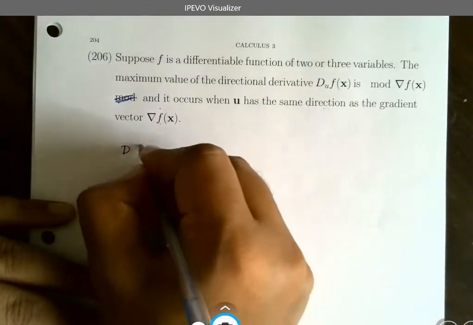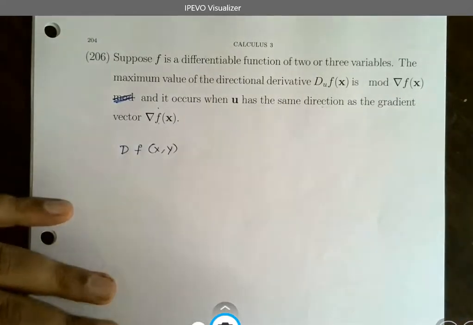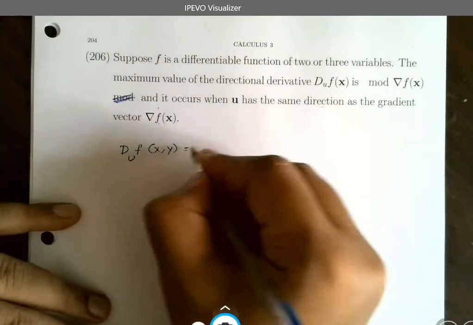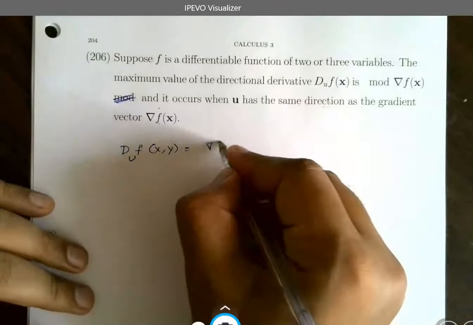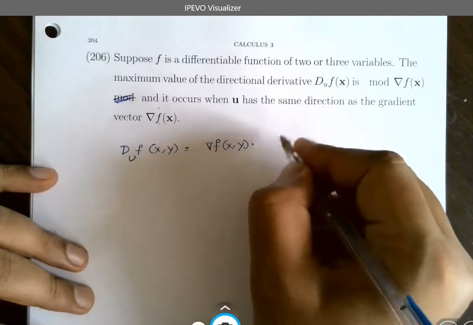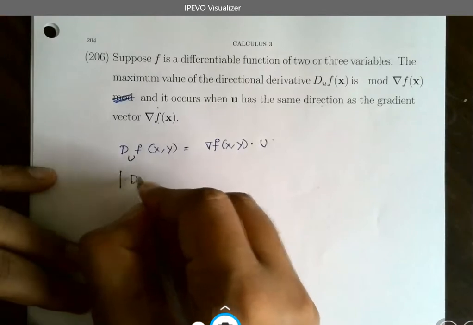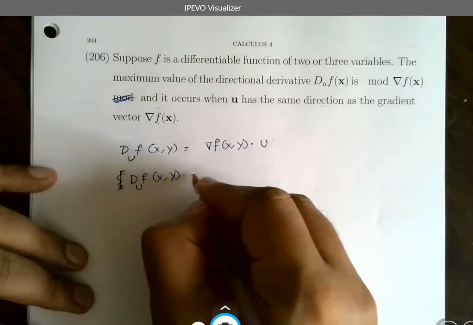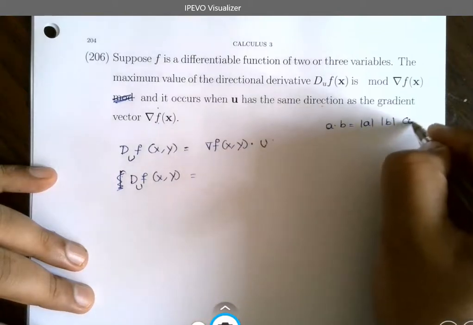We know that the directional derivative of f at (x, y), I'm taking a function of 2 variables, okay, you can take a function of 3 variables as well, in the direction of unit vector u is nothing but the gradient of f at (x, y) dot product with u, right? Dot product with u. So if you take the magnitude on both sides, what happens? You know that a dot b is the magnitude of a, magnitude of b, times cosine theta, right?